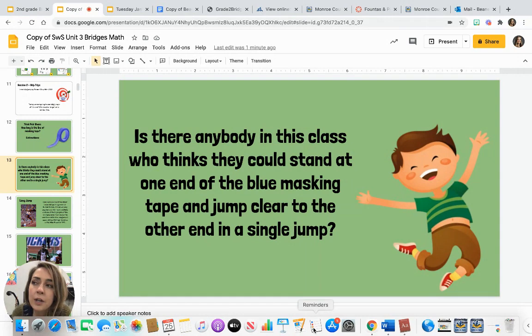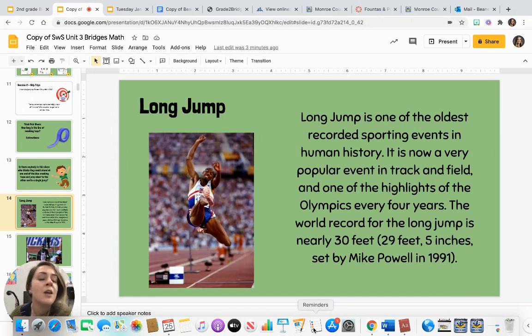So now I want you to pretend that that line is on the floor and that your toes are touching one end. Do you think you could stand at one end and jump all the way to the other side without landing in the middle of that line? What do you think? So we're going to talk about something that is in the Olympics, and then you'll see how it has to do with our number line.